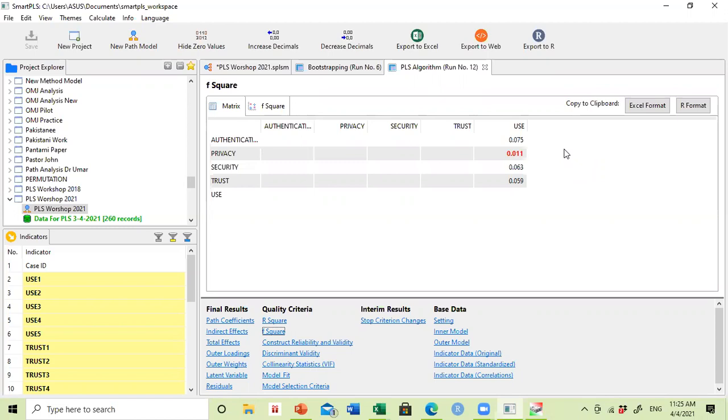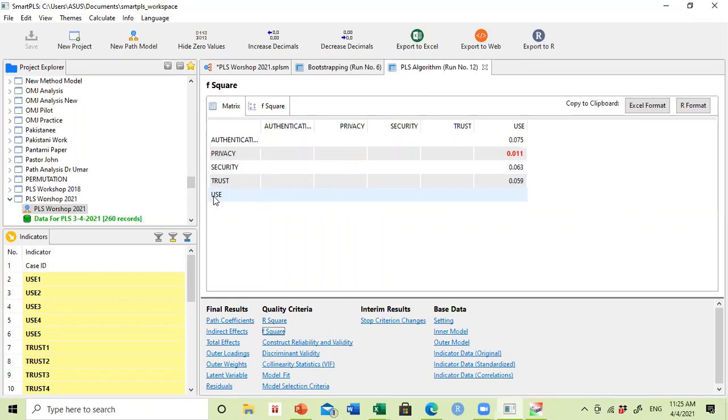Okay, in this case, we have authentication 0.075, privacy 0.111, security 0.063, trust 0.059. Sorry, privacy 0.011, security 0.063. But what of use? That's the DV, that is the endogenous variable.